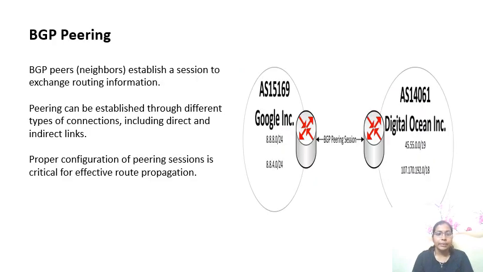BGP peering. BGP peers establish a session to exchange routing information. Peering can be established through different types of connections, including direct and indirect links. Proper configuration of peering sessions is critical for effective route propagation, and the diagrammatic representation of BGP peering has been provided here.